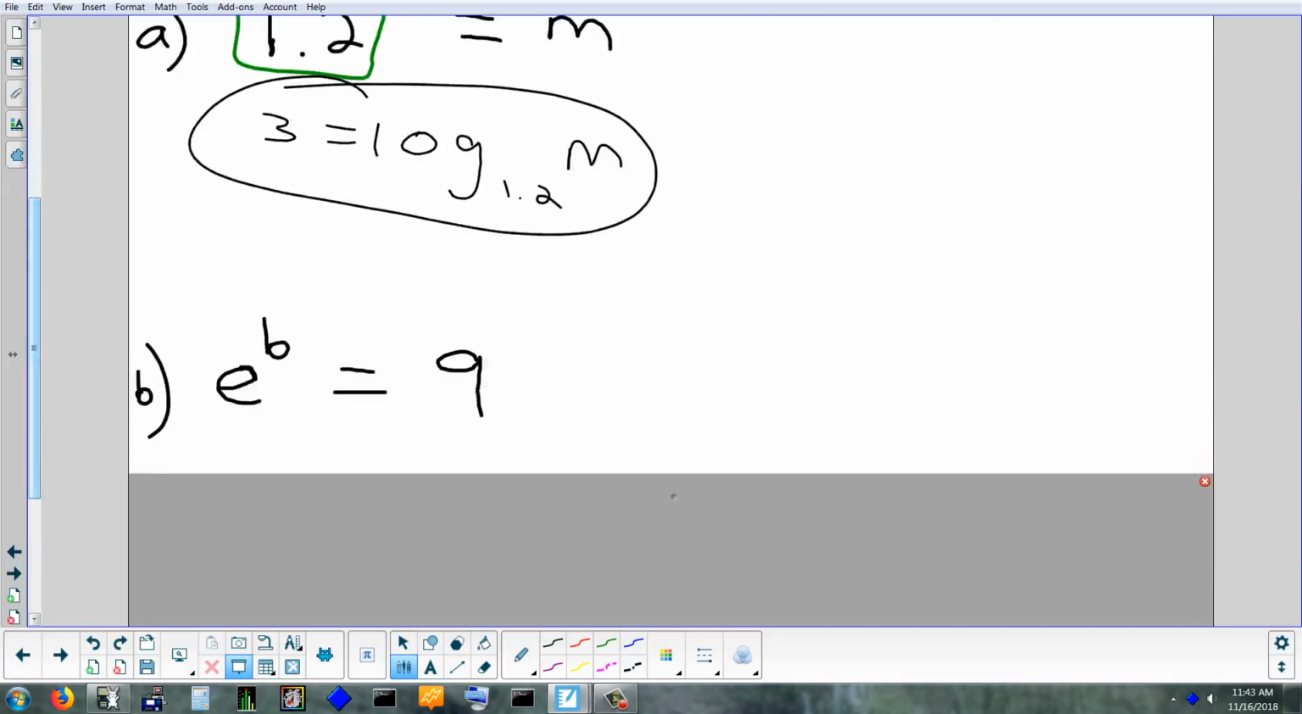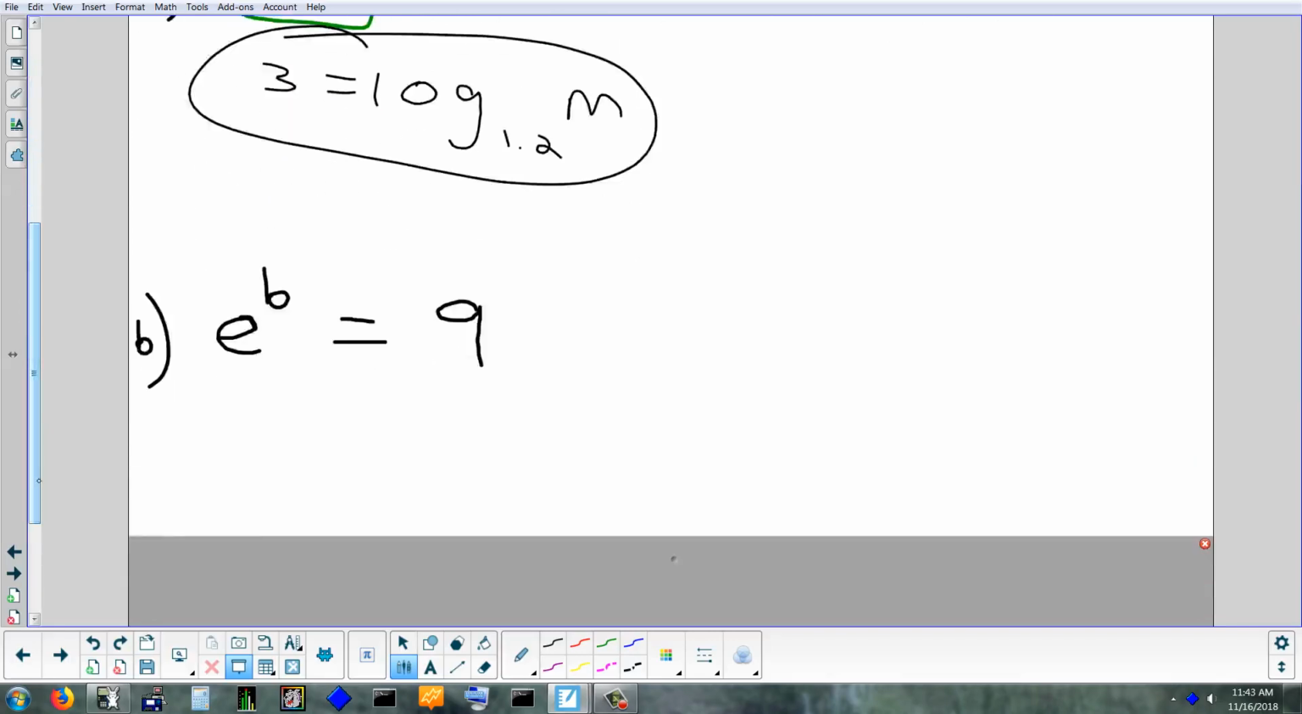All right. Let's take a look at this one. e to the b equals 9. I'm going to start by writing log. And Carolyn, what's my base going to be here? e. e is the number that's lower than the exponent. So e is the base. Wait, we've seen that before. Log base e. We'll come back to that in a second.